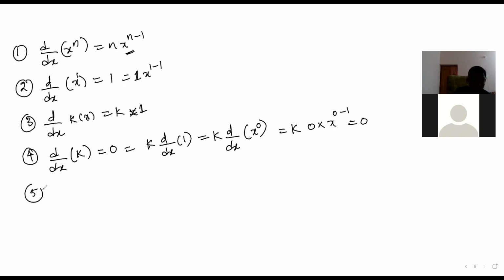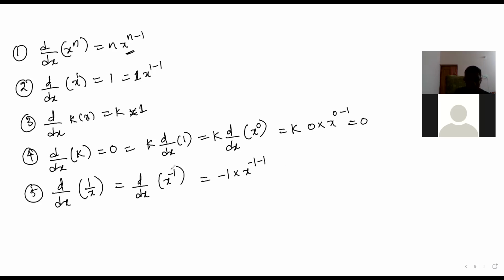Next, I will write d by dx of 1 by x. How to do this? You should write it as x to the power of minus 1. This is x to the power of 1, x to the power of 0, x to the power of minus 1. So it's simply minus 1 into x to the power of minus 1 minus 1.